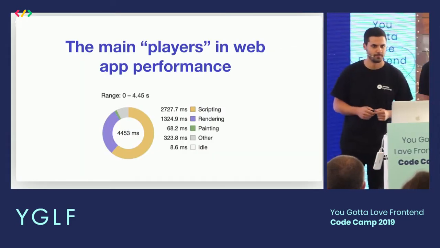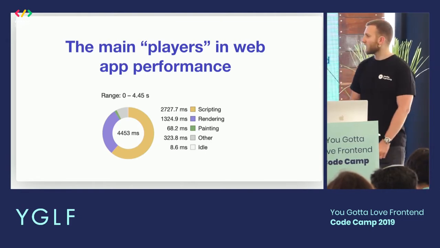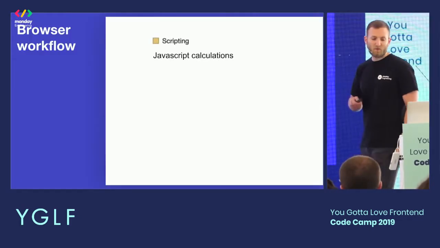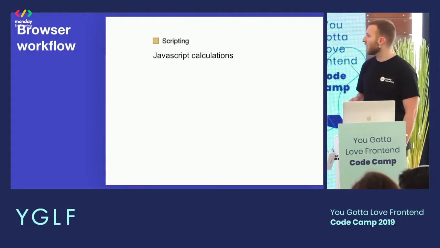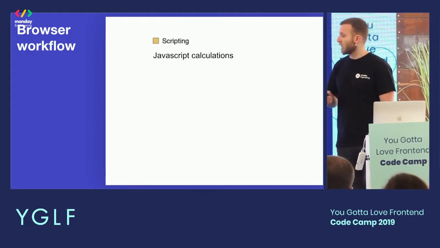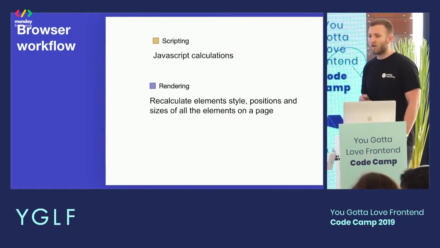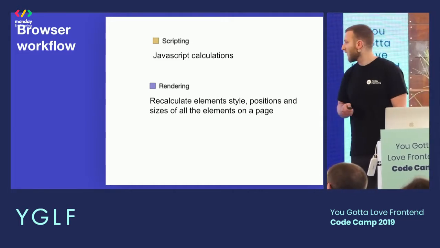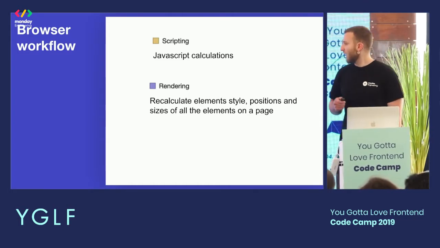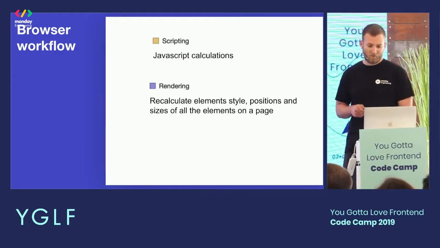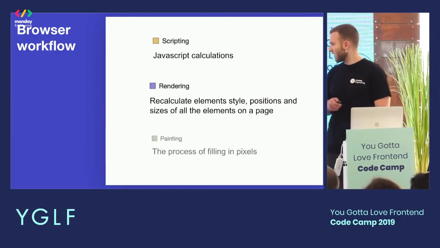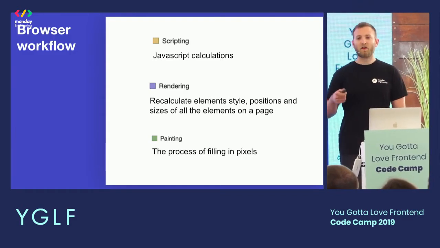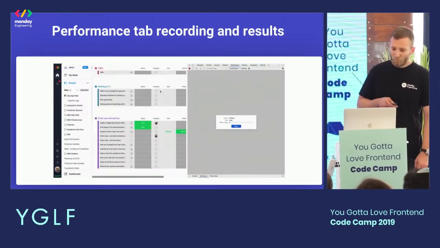Okay. So we'll start with the main players in web app performance. The first one is the JavaScripting. It's all the JavaScript calculation that the browser needs to do in order to calculate the process. We have the rendering. The rendering is the process where the browser needs to recalculate all the styles of the rendered elements and determine the positions and the sizes of the elements. The third part is the painting. It's the process where the browser fills the pixels to the screen.